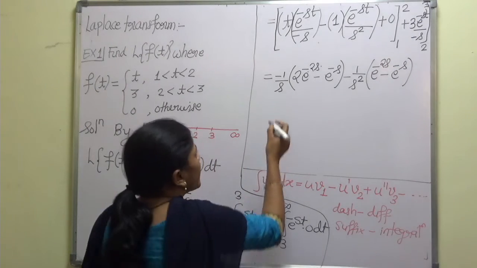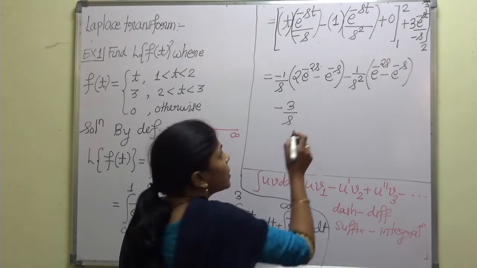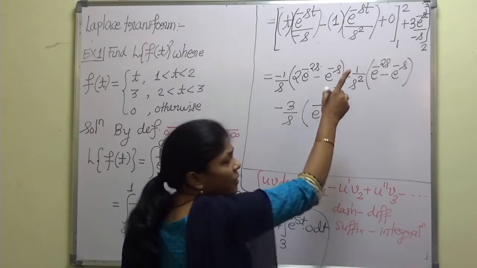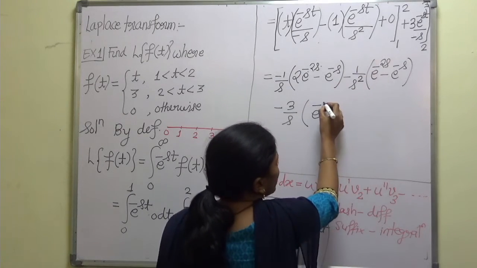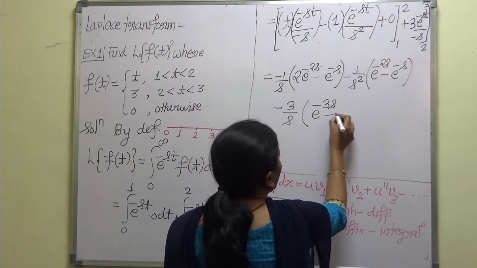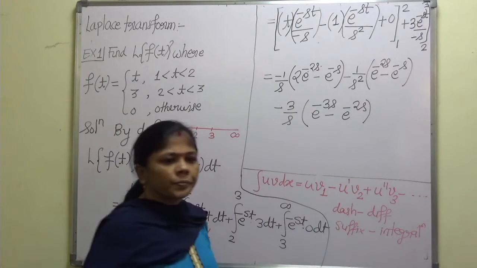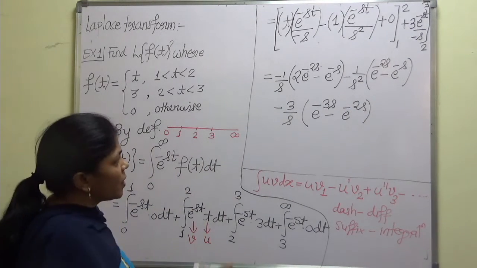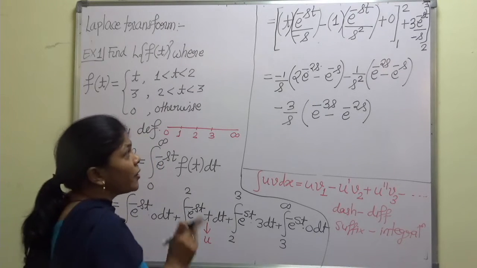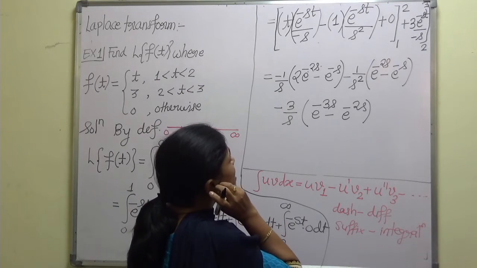Okay. Then minus 3 by s, as 3 is constant in the next term. Apply the integration, so apply the limit. Put the upper limit, that is 3 e power minus 3s minus e power minus 2s. Okay, so in this way we have substituted the limits. If you wish, you can further simplify and look for similar terms. I don't think there are any similar terms.